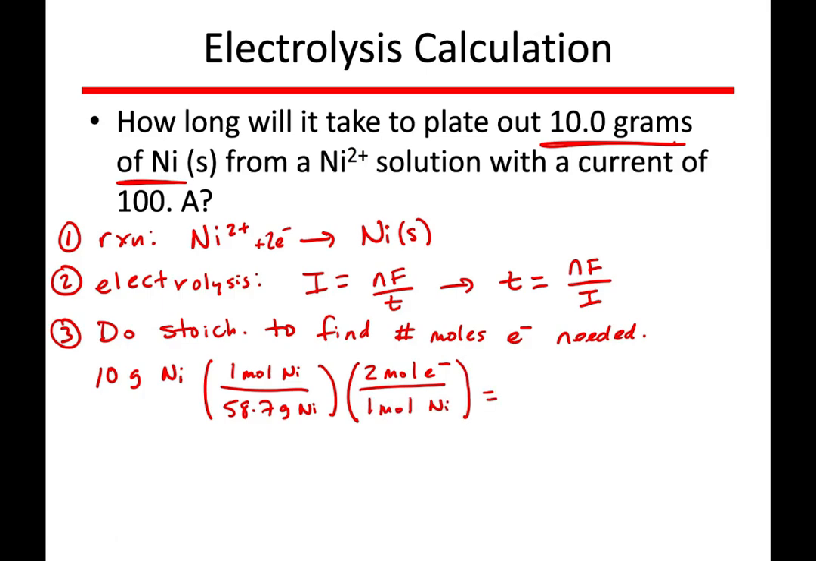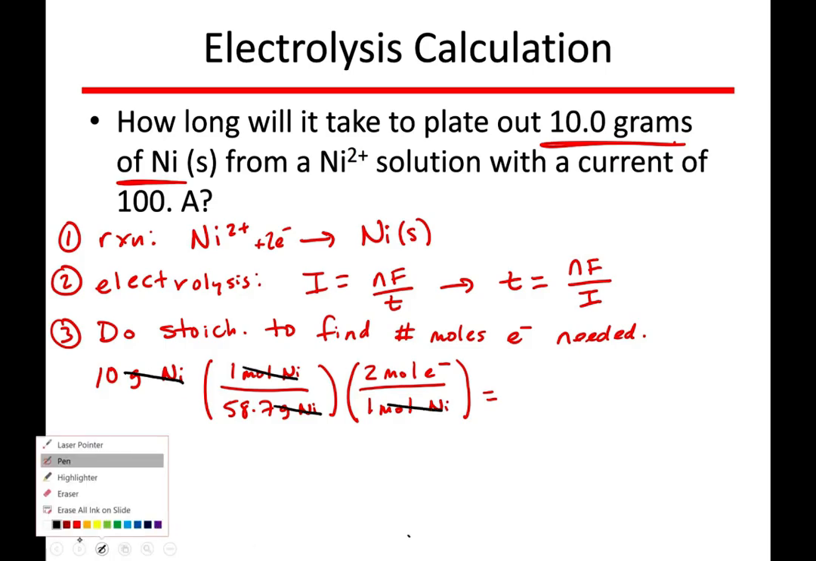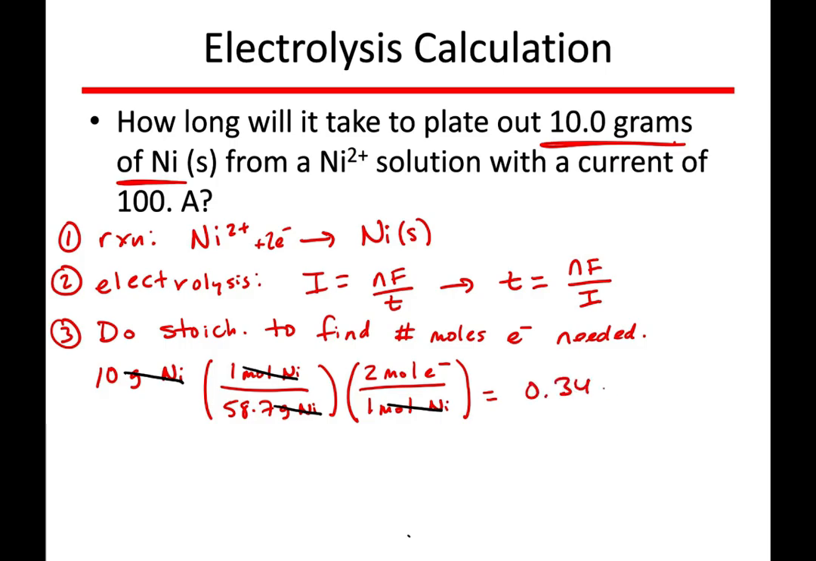And now, having done the stoichiometry, we can convert everything and get what the value of n should be. This comes out to 0.34 moles of electrons. That is the value of n that we should use in this problem. And that, again, is because we're not trying to produce 1 mole of nickel, we're trying to produce 10 grams of nickel. So you had to do the stoichiometry in order to convert that into moles of electrons. All right, last thing for us to do is to solve for t.